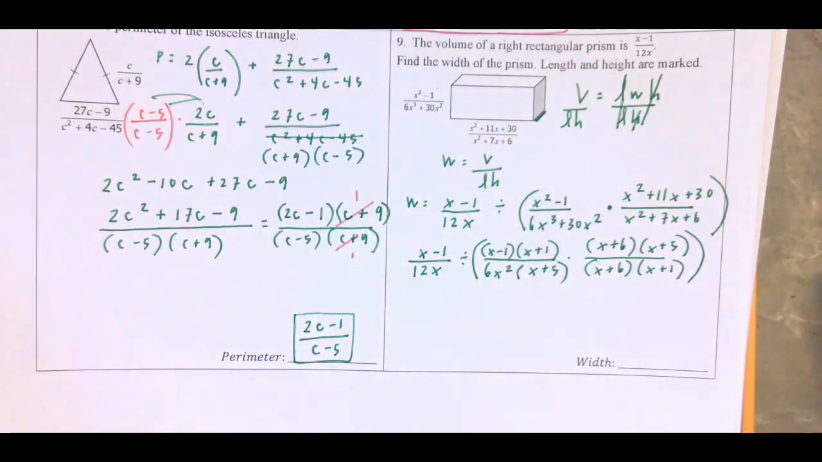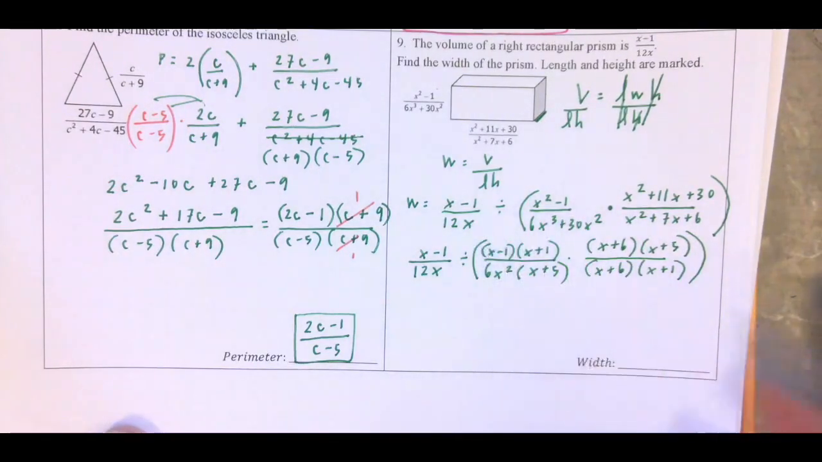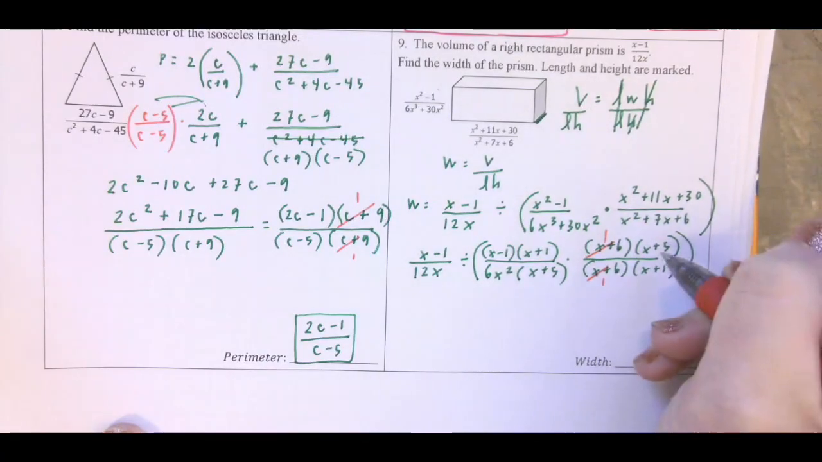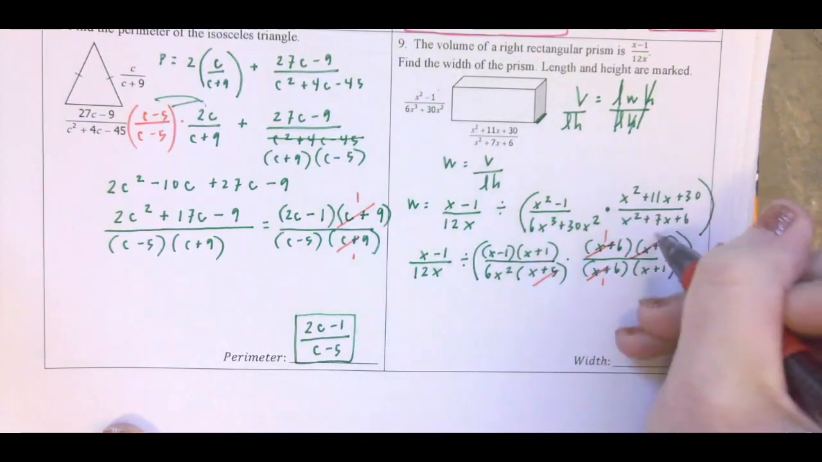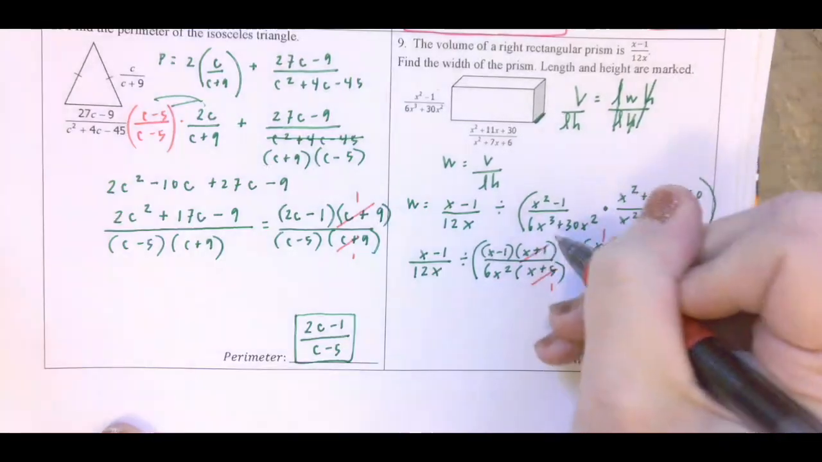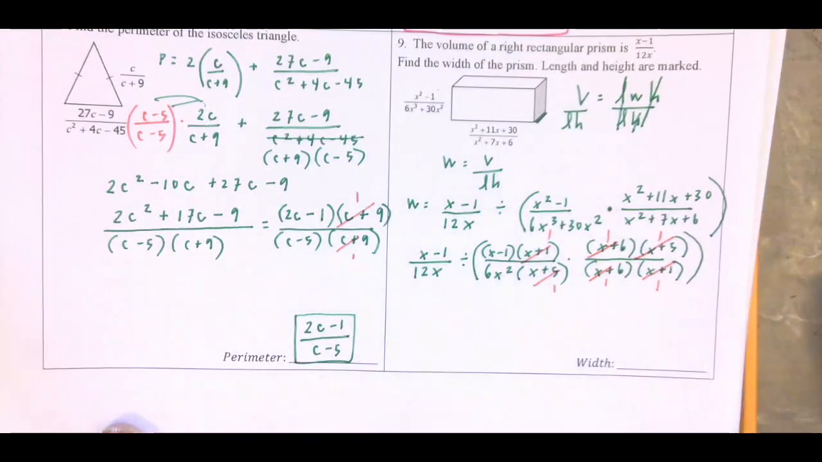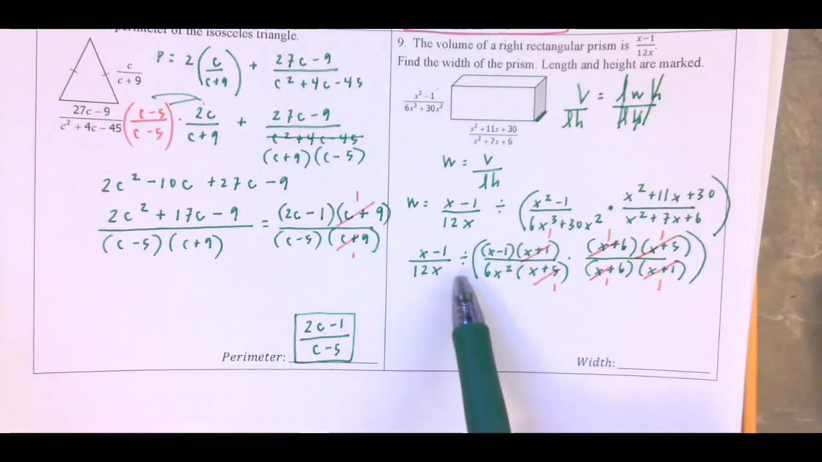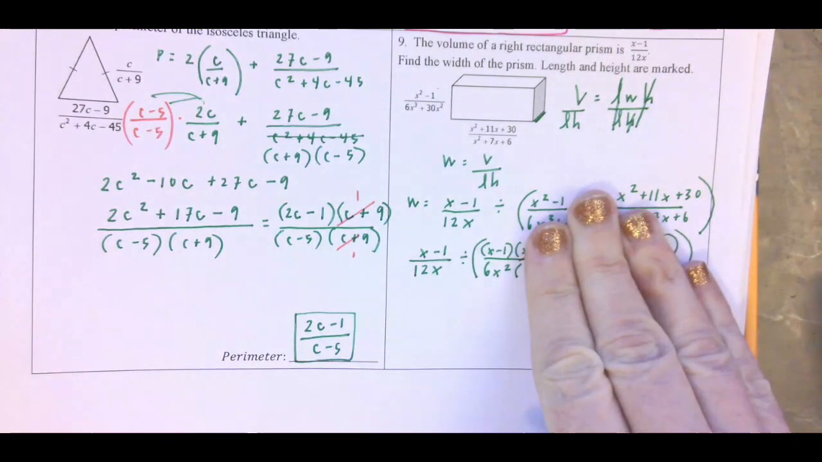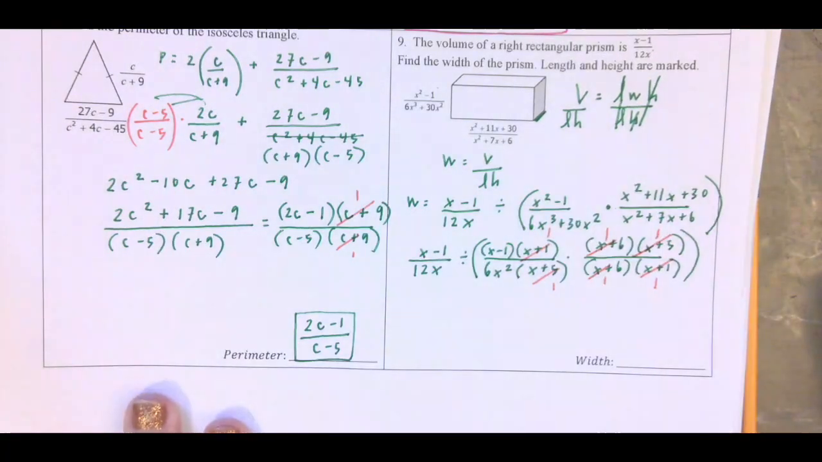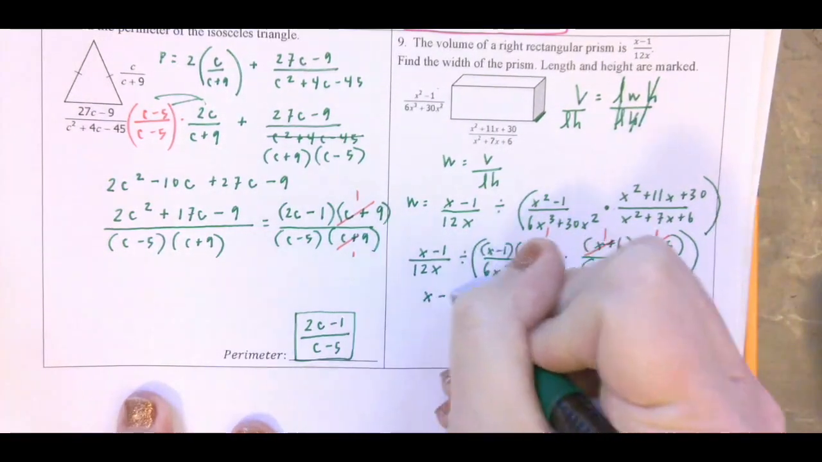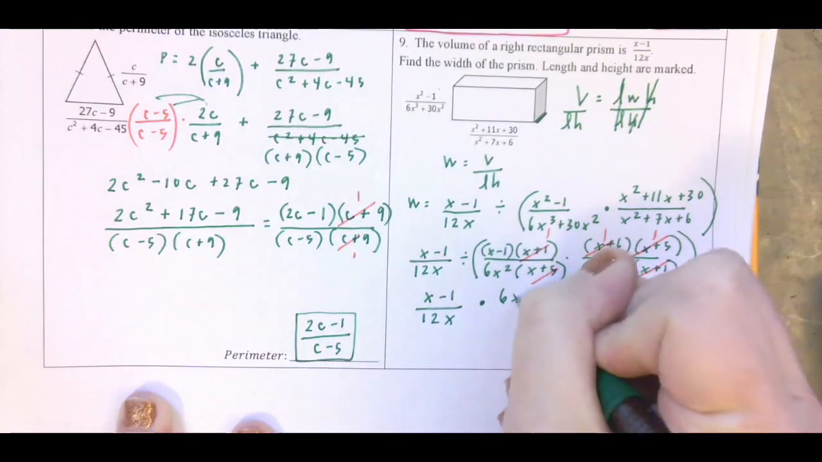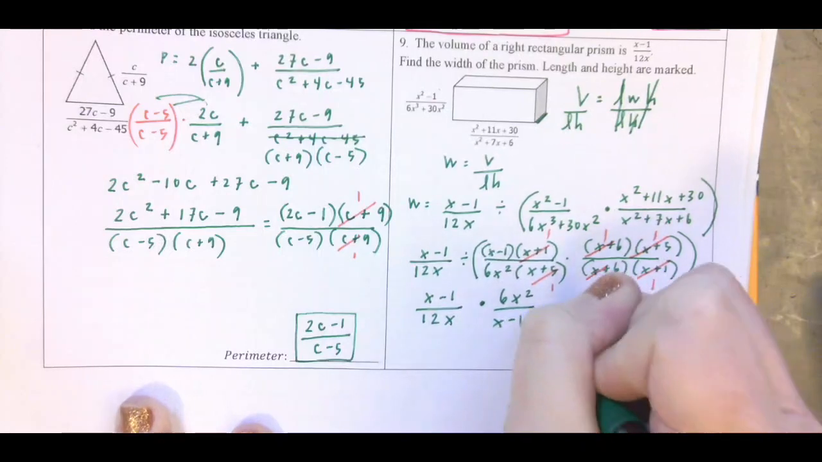Okay, so here if I clean this part up first, the x plus 6's cancel 1 to 1. The x plus 5's cancel 1 to 1. The x plus 1's cancel 1 to 1. So now it's really x minus 1 over 12x divided by x minus 1 over 6x squared. So I'm going to make that a multiplication problem. I'm going to say, well, that's x minus 1 over 12x times 6x squared over x minus 1.